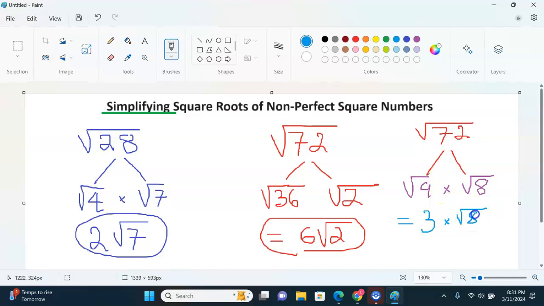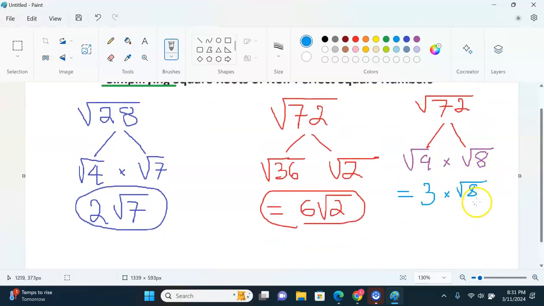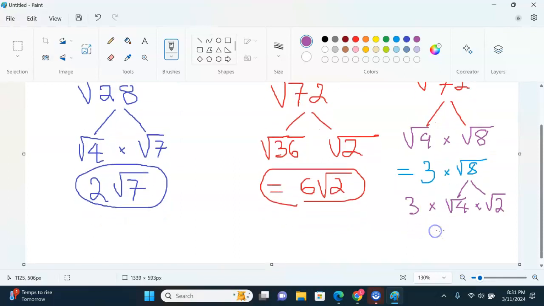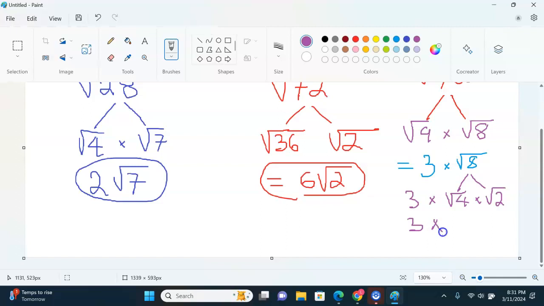Now here's the problem though. We're not done yet, because 8 is a composite number, and I can continue to simplify the square root of 8, because the square root of 8 is the same thing as the square root of 4 times the square root of 2. And don't forget, you still have a 3 there, so bring down the 3. So now it's going to become 3 times the square root of 4. And the square root of 4 is another perfect square. The square root of 4 is 2.